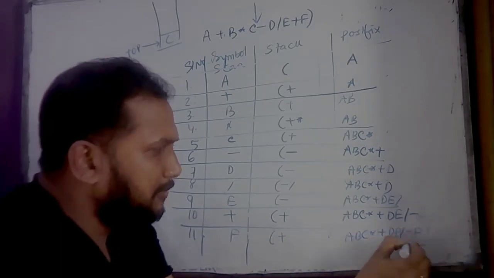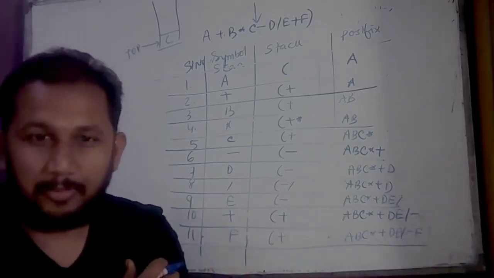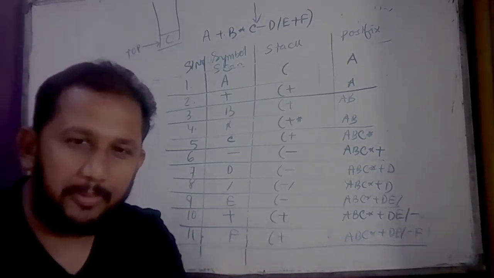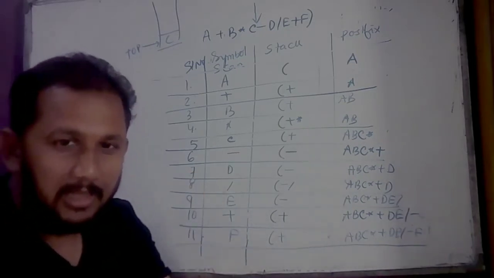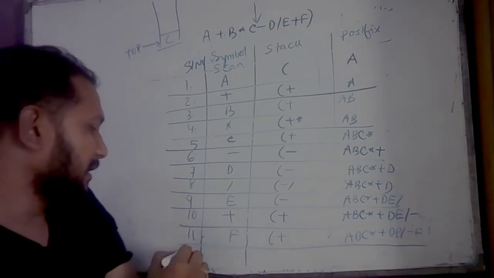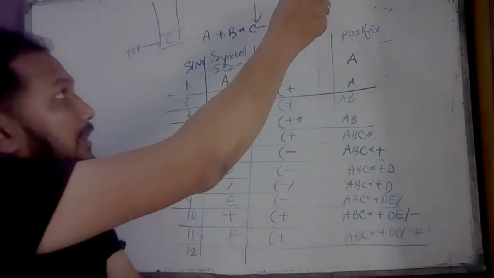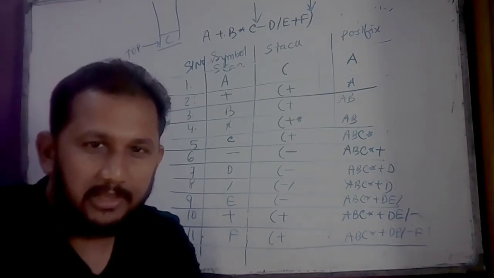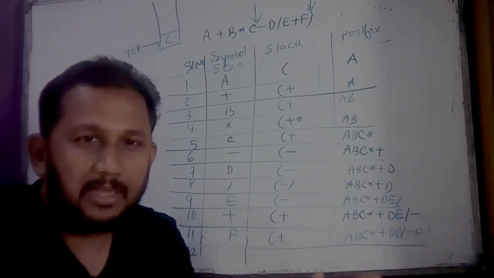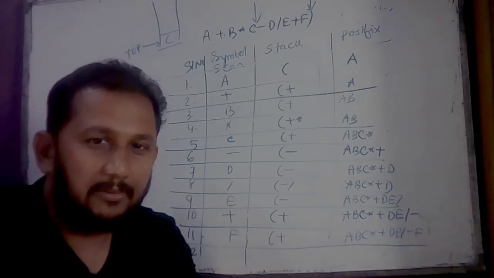Operand is always moved to the postfix expression. Operator is always moved to the stack. This is the basic logic of the algorithm. Next one is the bracket. This bracket indicates that all symbols are already scanned. So this is the end of the expression.